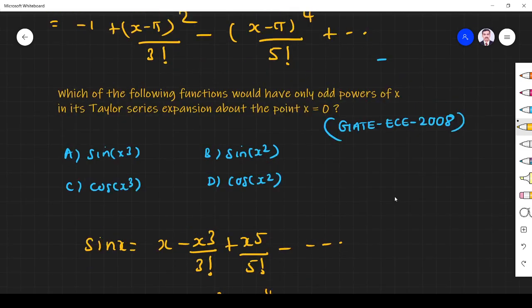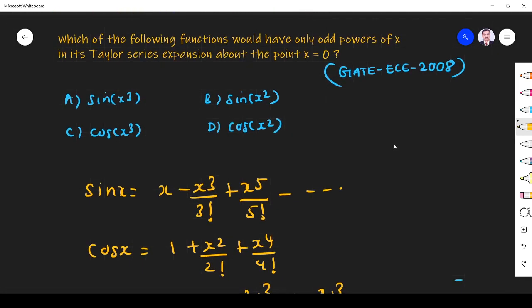What is the question? They asked for odd powers of x, right? The Taylor series expansion should have odd powers of x. So this is the wrong answer. This is the wrong answer, right?